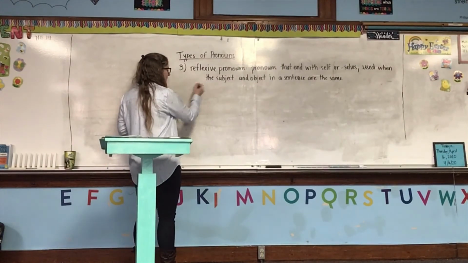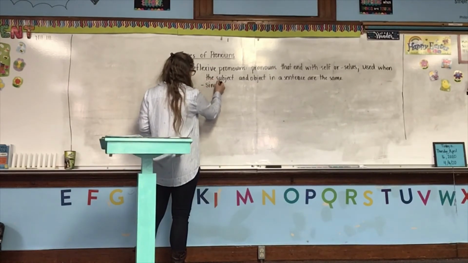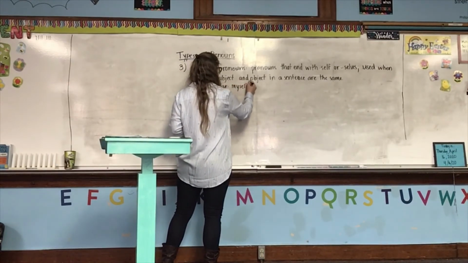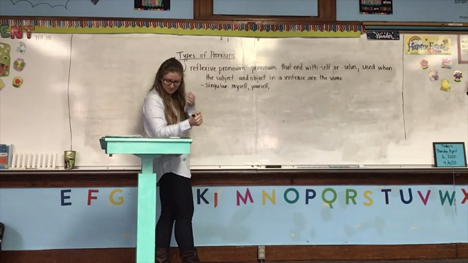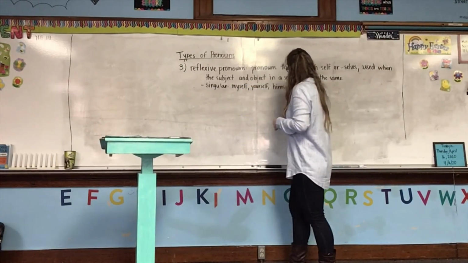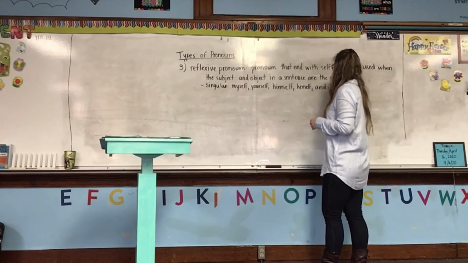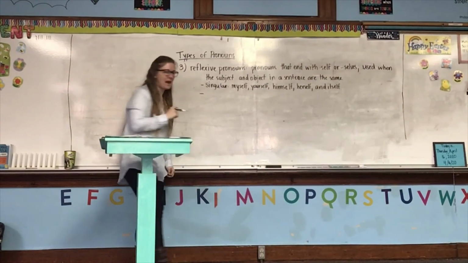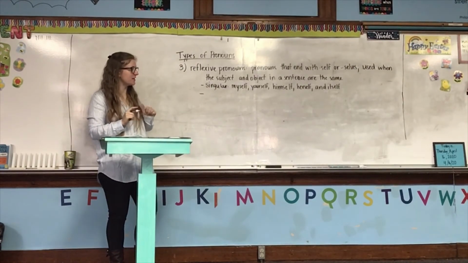So reflexive pronouns include singular forms, which are myself, yourself, himself, herself, and itself. So if you're talking about one, if you are replacing one noun, you would use the singular reflexive pronouns myself, yourself, himself, herself, and itself.